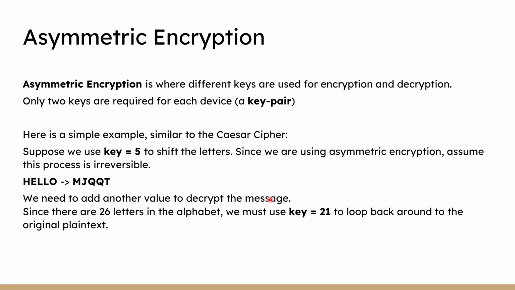So we send that to our friend, but then they have to use a different key to decrypt. Because there are 26 letters in the alphabet, they can use a key of 21, and they'll perform the same process we did. They'll add 21 to their letters. They do the same process as encryption, but with a different value. And because there are only 26 letters, when we reach Z, we just loop back to A. So M will loop right back to H, and so on. So we've decrypted the message by using the same process as encryption, but with a different key.